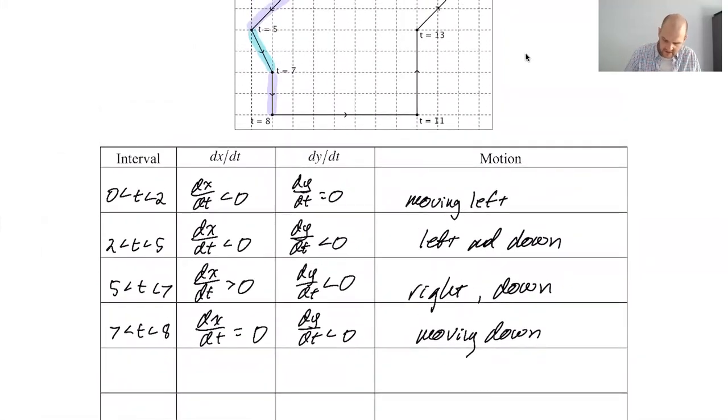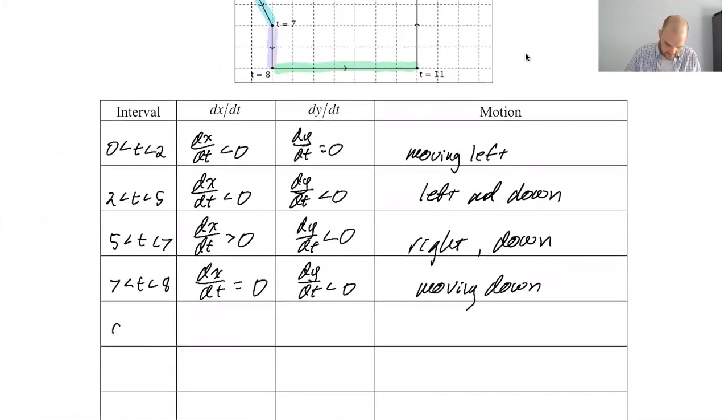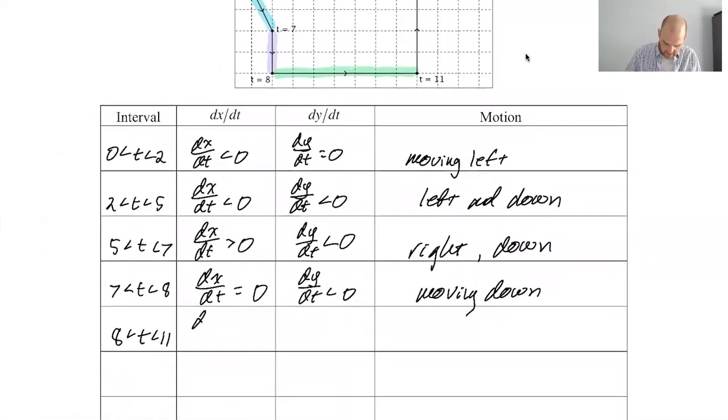So next, I'm going to switch color here because we don't have enough segments to go all the way around just using 2, which is unfortunate for us, I guess. So 8 to 11. dx/dt is positive because we're going to the right. So this is just the analysis you want to do. dy/dt is 0.